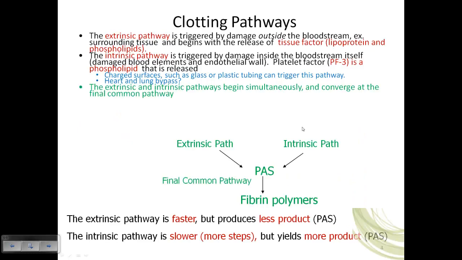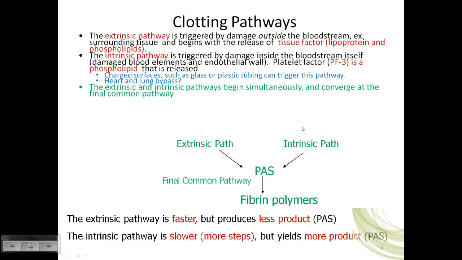There are two clotting pathways. There's the extrinsic pathway and the intrinsic pathway, but they both will converge on what's called the final common pathway. I do not want you to memorize the specific steps of the extrinsic pathway nor the intrinsic. What I do want you to know is that the extrinsic pathway is triggered by damage outside of the bloodstream. And when this pathway is provoked, it's going to begin with the release of tissue factor. Again, that's factor 3. And this is a lipoprotein and phospholipid kind of substance.